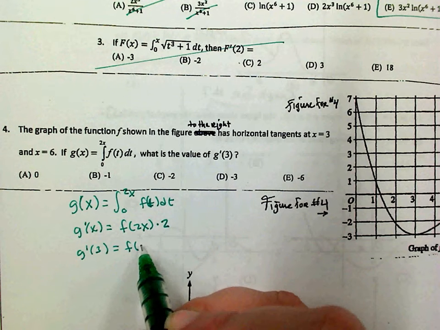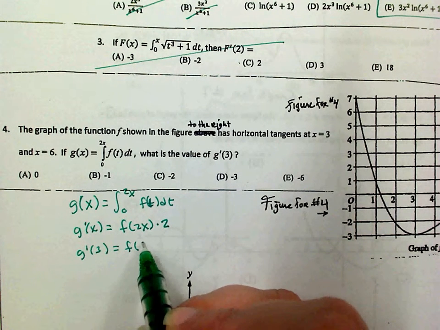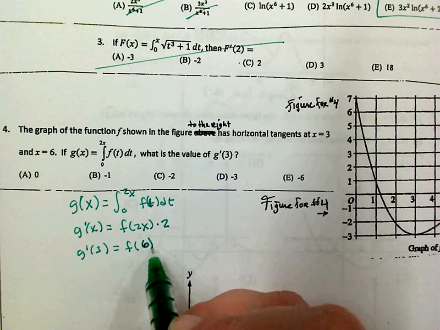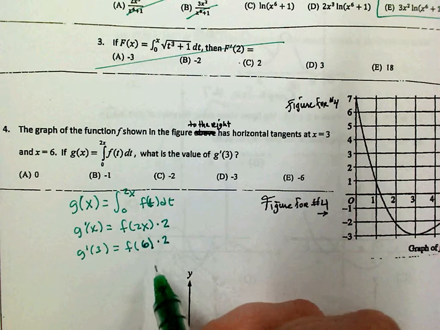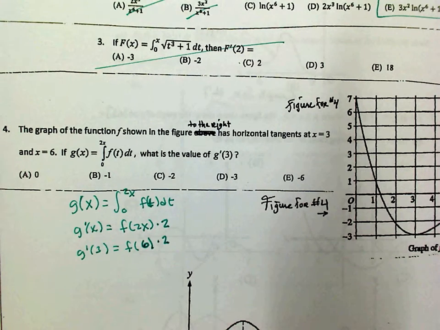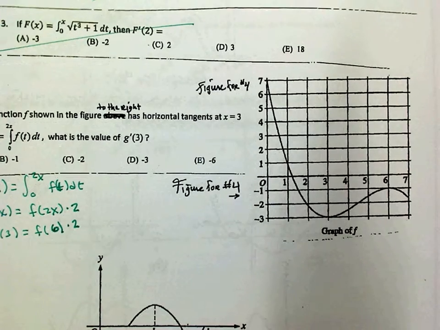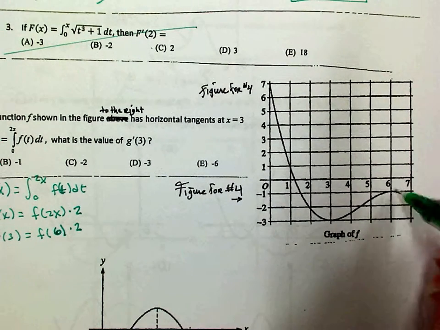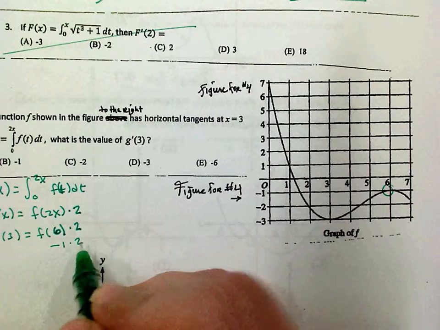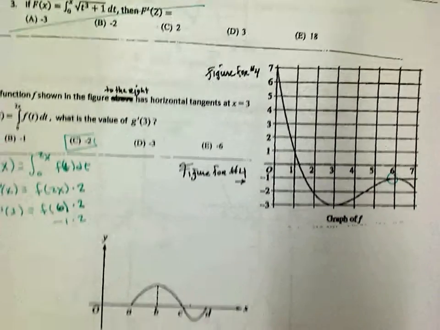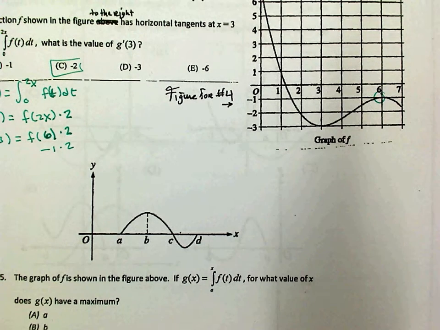F at 6 times 2, right? Because we're plugging in x equals 3. So what is f of 6? Go to your graph. -1? Okay.